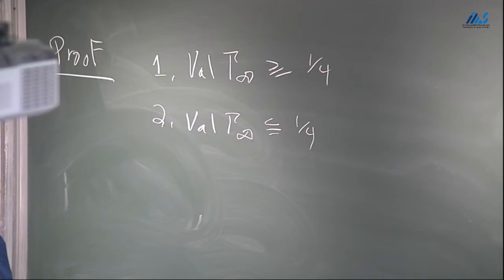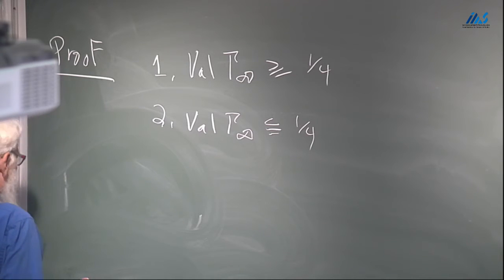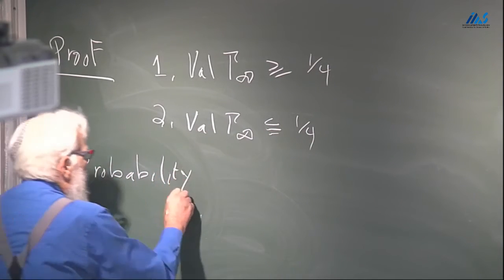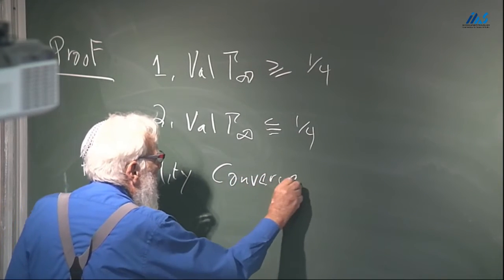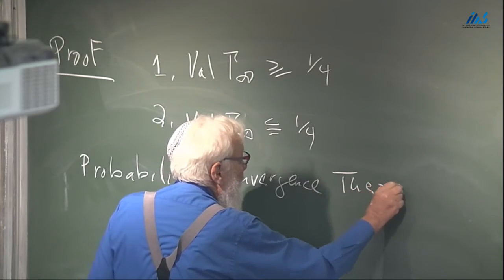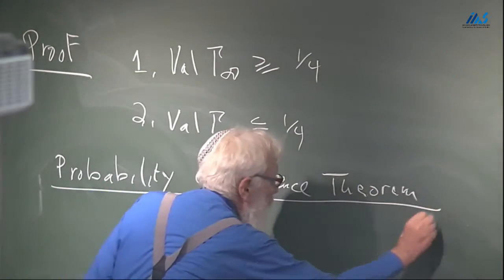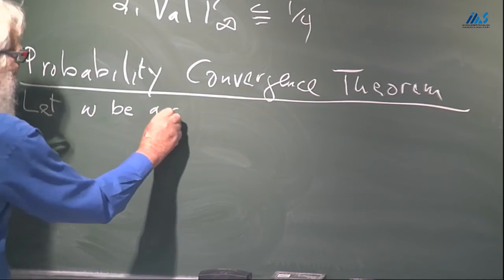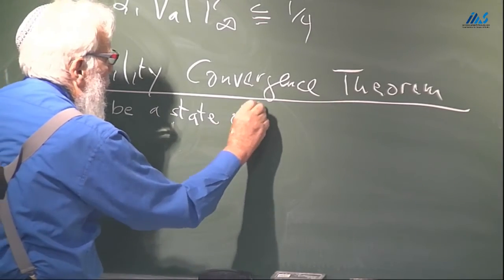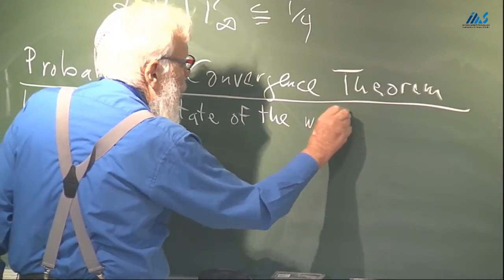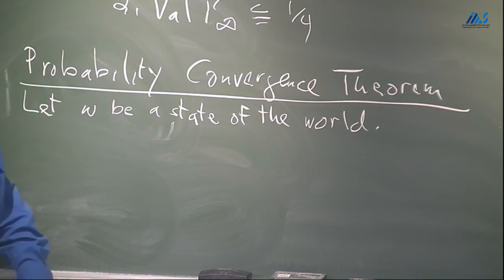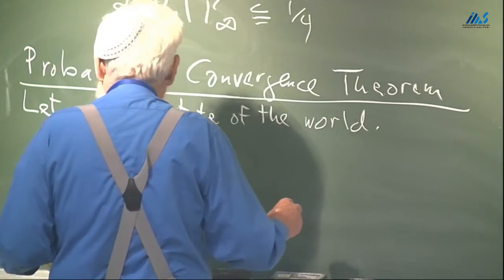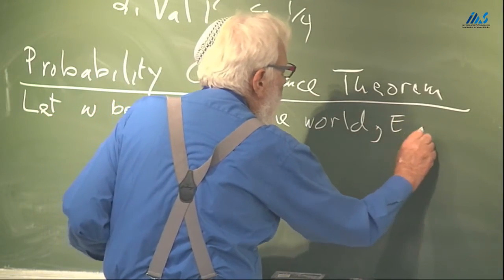That is the idea of the proof, and what it is based on is what I call the probability convergence theorem, and this is the main idea of this lecture, one might say. The probability convergence theorem is like this. Let omega be a state of the world. So if you want to say this in probability terms, it's a member of the probability space. But in less formal terms, we call it a state of the world. And E, an event.